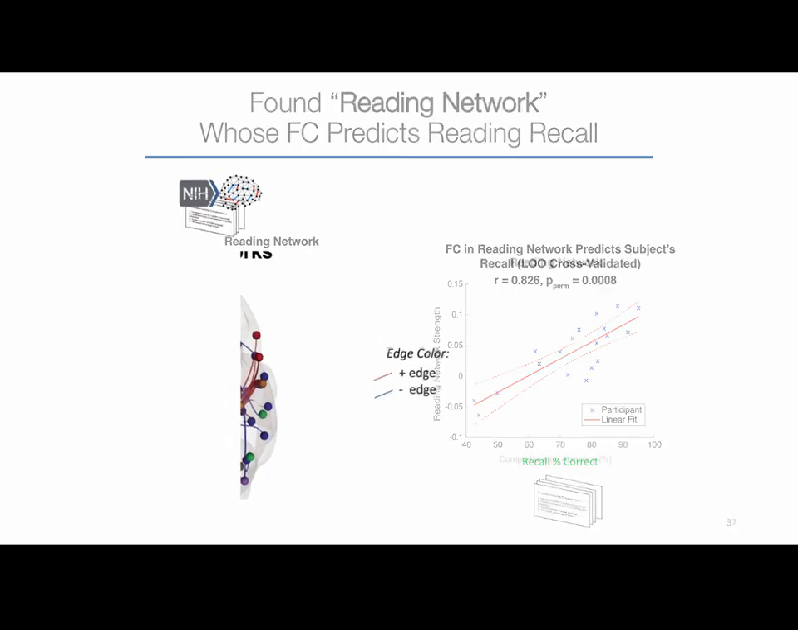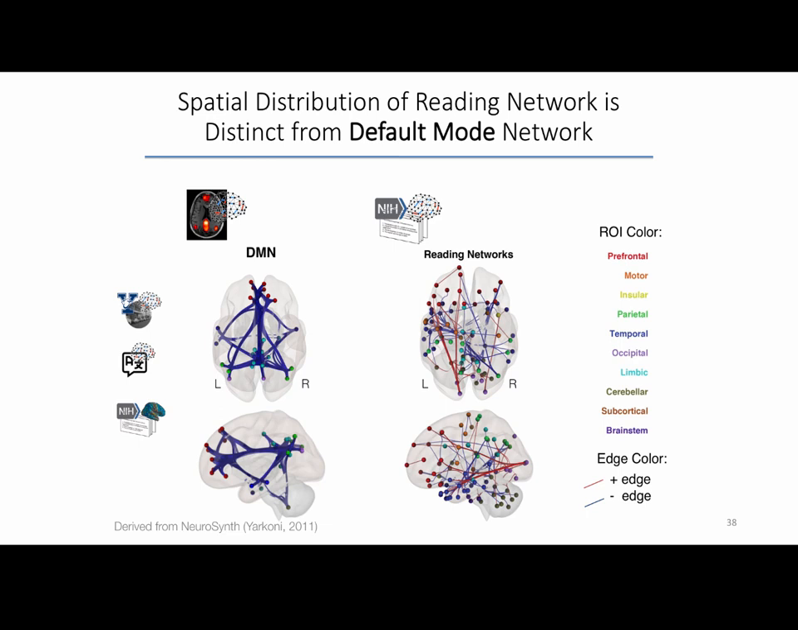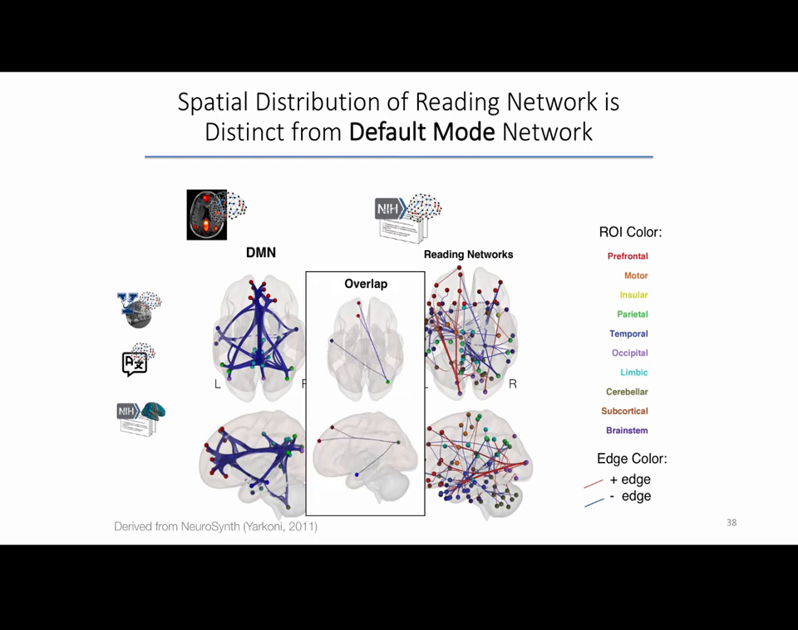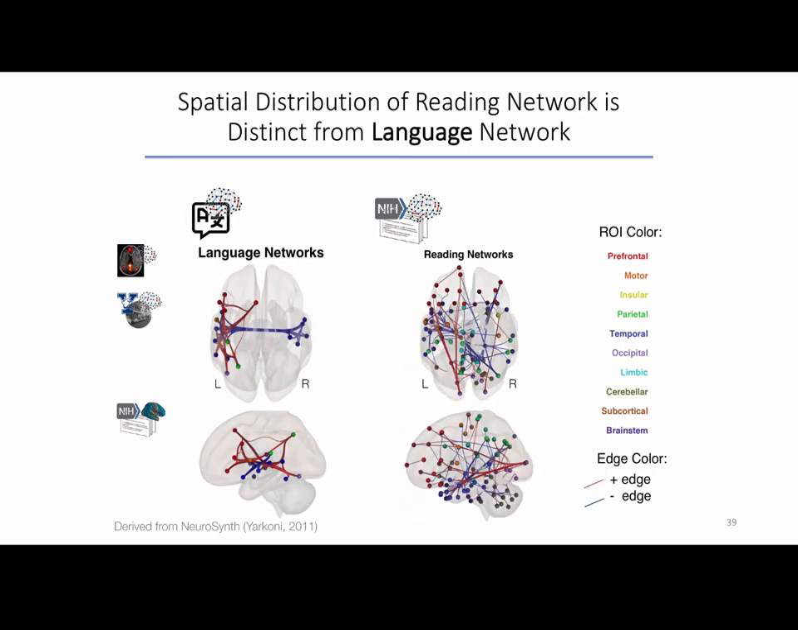So in trying to figure out which regions are important, we started by comparing this to things that we might have expected from the literature. So the default mode network might be a good metric of how engaged someone was with the task. You might expect that it has higher connectivity in bad performers because they were zoning out or their minds were wandering. But in fact, there's very little overlap between the default mode network, which we defined from Neurosynth, and our reading network. Similarly, you might think that language networks were important.